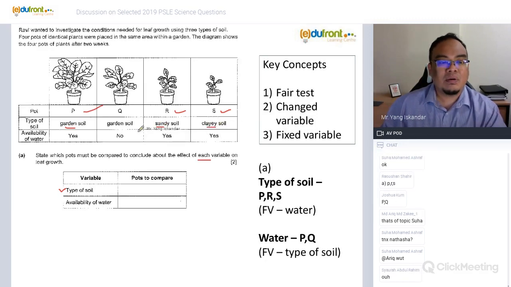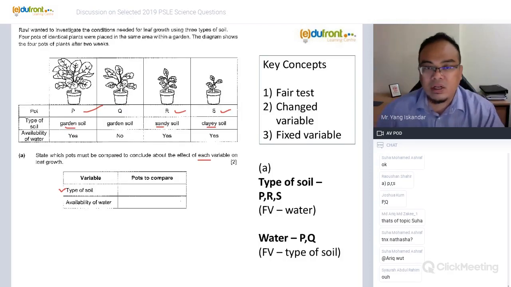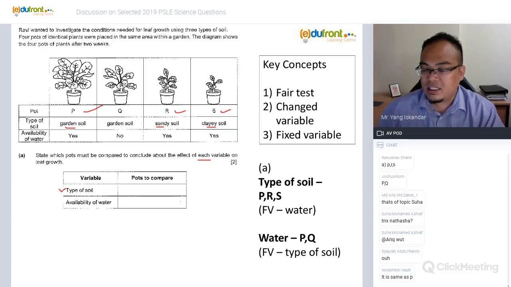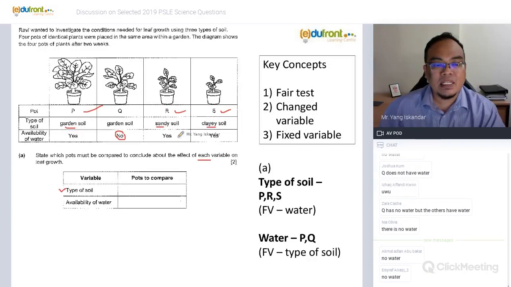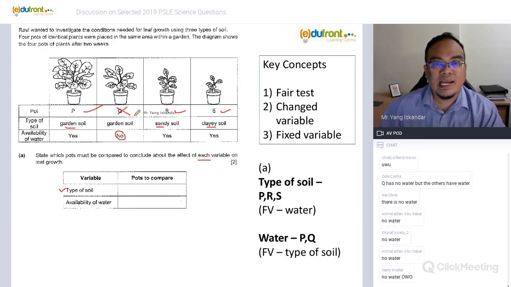And why not Q? Why not Q instead of P? Can anybody tell me? Why P instead of Q? It is the same as P, yeah, but why not Q? Why not Q, R, and S? No water available. Very good. Now you can see here, for setup Q, there's no water, right? Remember, in this particular test, availability of water becomes the fixed variable. So the variable of the water must be the same. So you cannot choose Q as one of the answers.